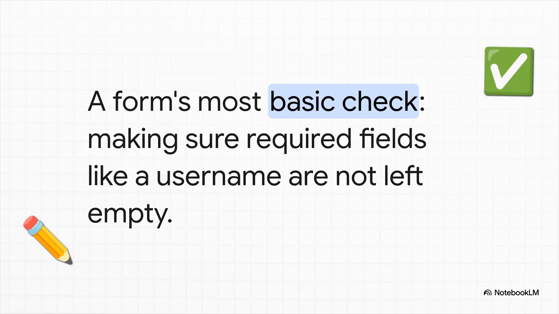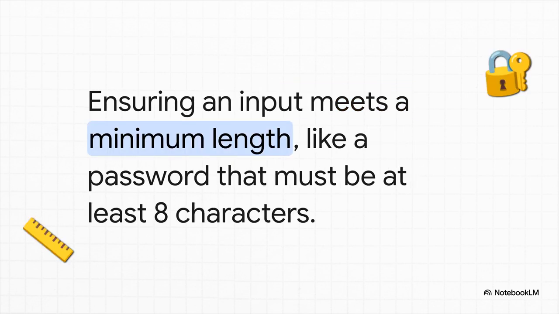So rule number 1 is the most basic of all, the empty field check. This is literally just to make sure you haven't forgotten to fill in something essential like your username. Super simple, but absolutely critical. Next up, we've got the length check. We see this one constantly with passwords, right? The form isn't just checking if you typed something, but how much you typed. And this is a really fundamental rule for keeping your accounts secure.